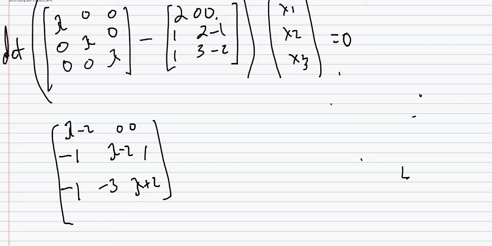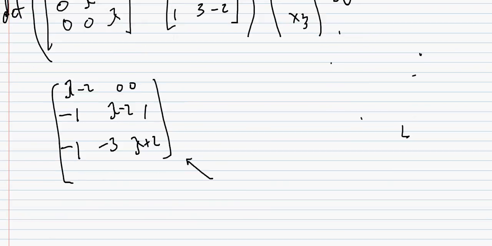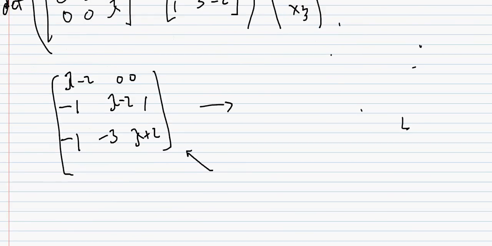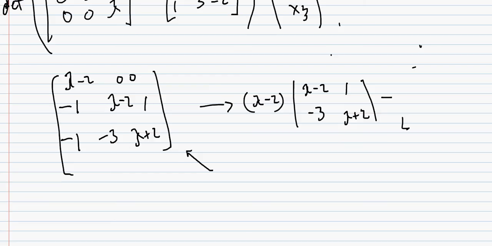So now we want to find the determinant of what this actually is. I'm going to use the old-fashioned method where it's just lambda minus 2 times the minor 1, negative 3, lambda plus 2. The next part is minus 0, who cares, and the next thing is also 0, so who cares, right? So this is all we have to worry about. They made it easier for us, I think.